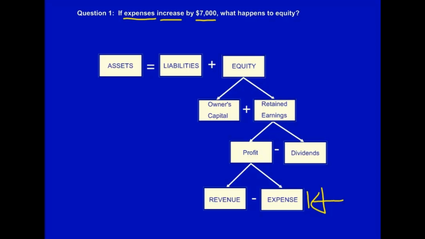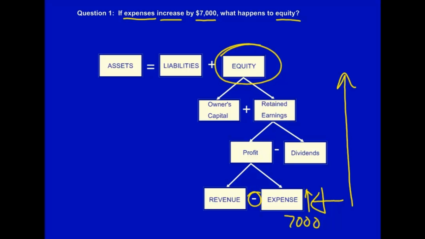So my expenses are going up. What happens to equity? So expenses have increased by $7,000. Expenses have a negative in front of them. The negative indicates what's going to happen to equity. So if expenses increase by $7,000 with a negative in front of it, equity is going to go down by $7,000. Similarly, if dividends increase, dividends have a negative sign in front of them. An increase to dividends will also result in a decrease to equity. Perfect. Let's go on to something more difficult.